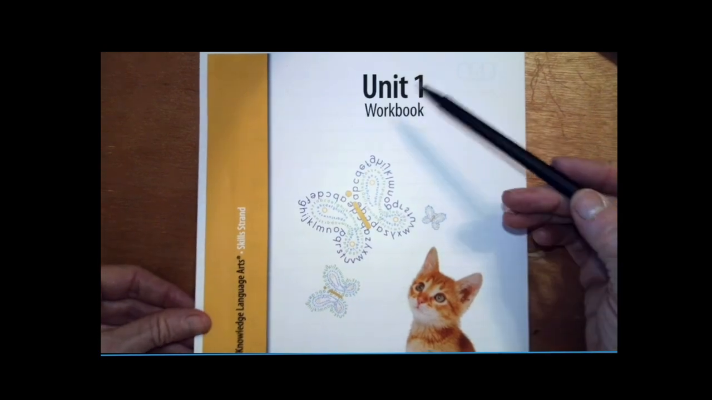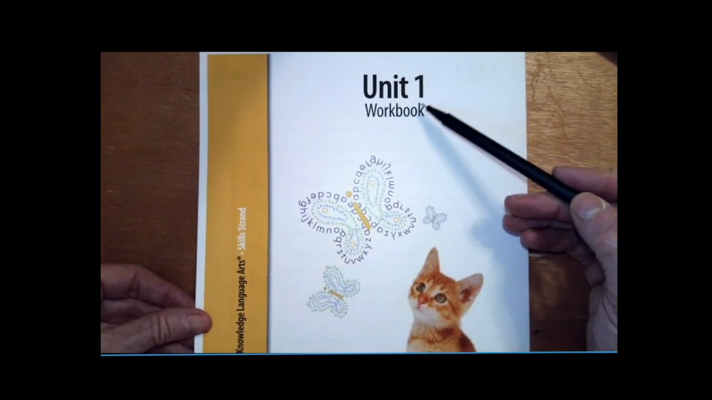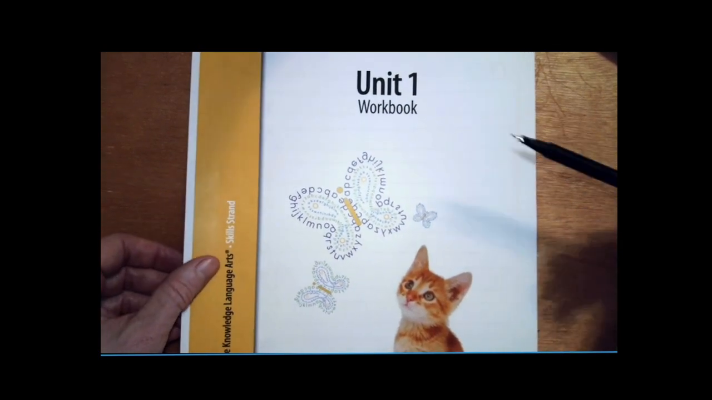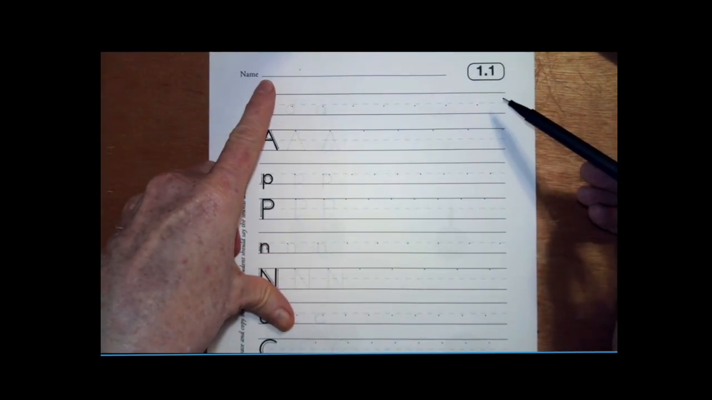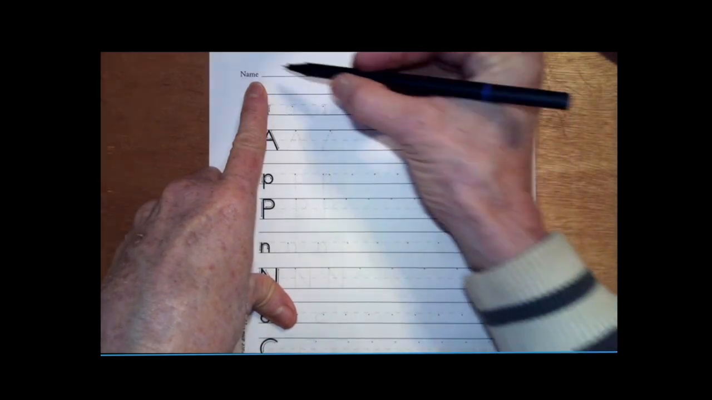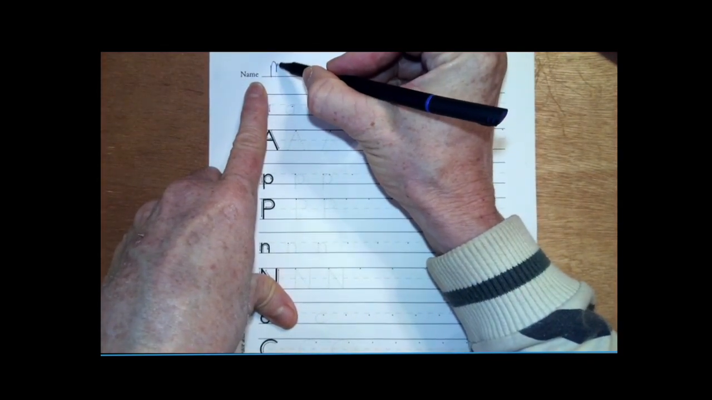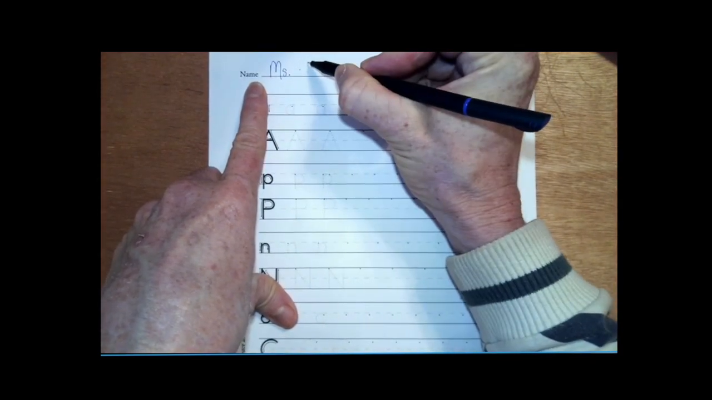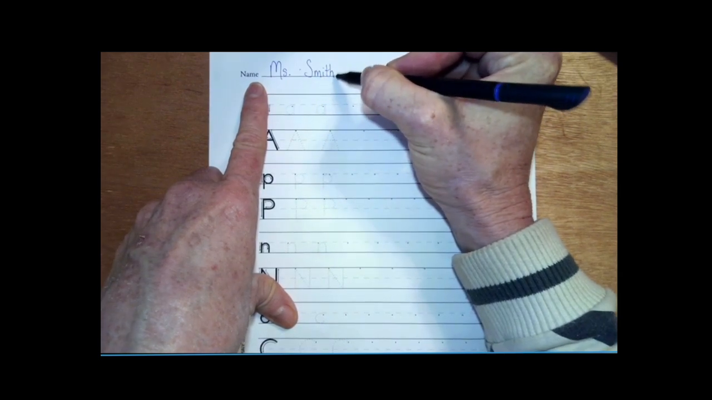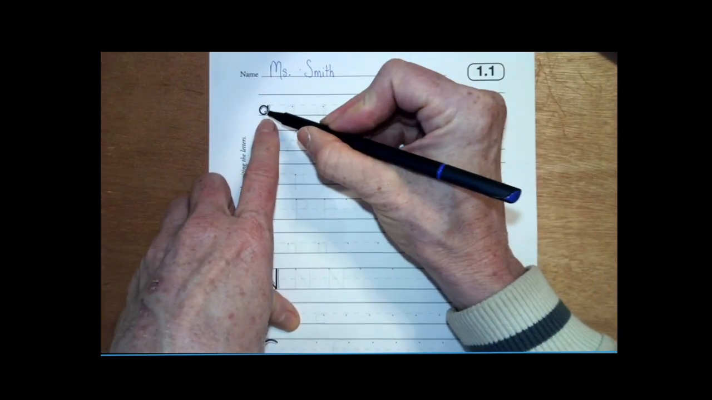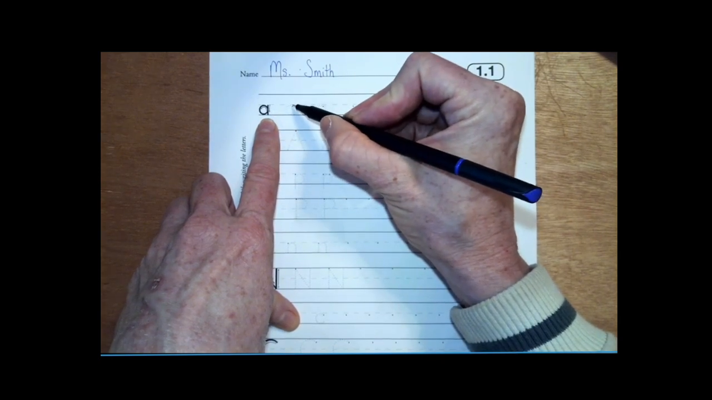So let's start. This is the CKLA Unit 1 workbook. We're going to do lesson 1.1. The first thing we're going to do right here is write our name. My name is Ms. Smith. And we're going to start with the lowercase a.